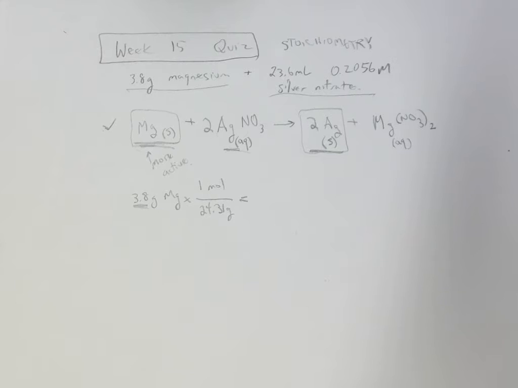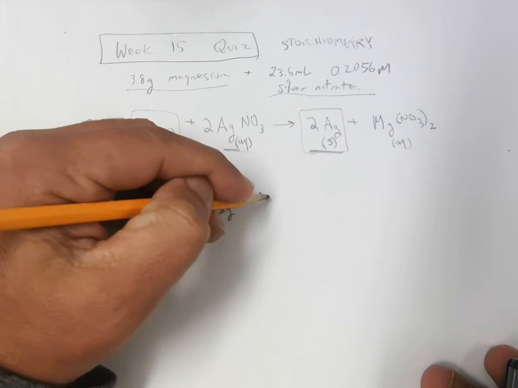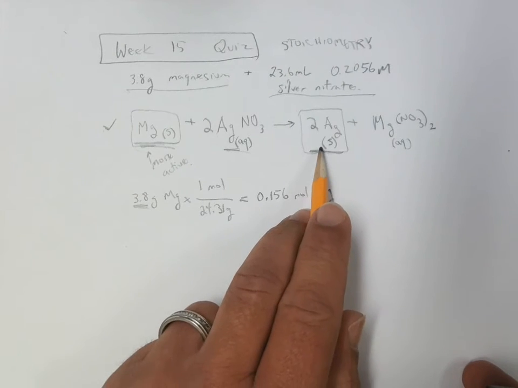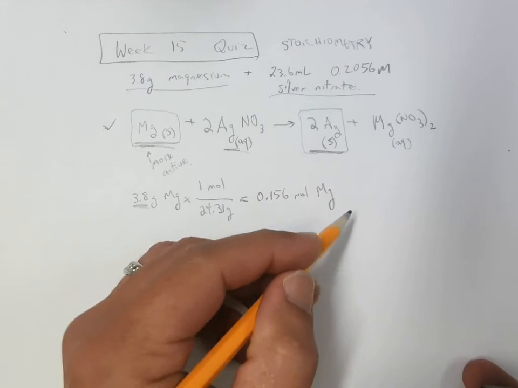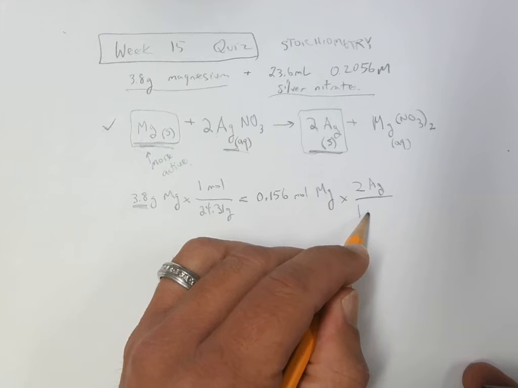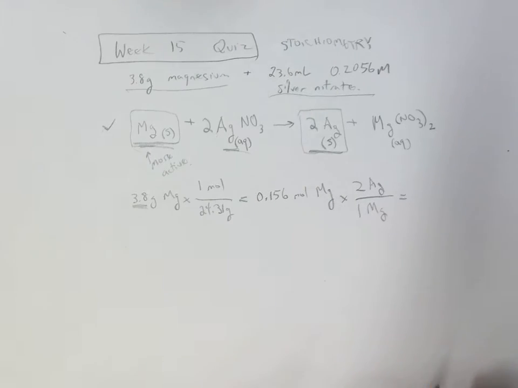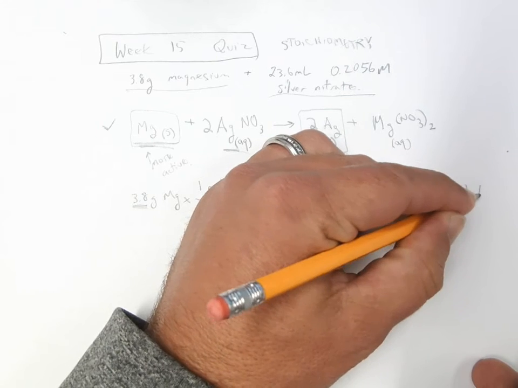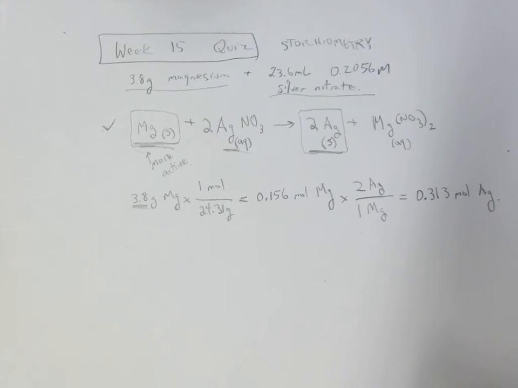But we take the mass of magnesium, 3.8 grams, divided by the molar mass, 24.31 grams per mole, and we have 0.156 moles of magnesium in there. And if we want to know how much solid we could produce from that, we multiply by 2 silvers for every 1 magnesium. So times 2 gives us, if we could use all of the magnesium, we could make 0.313 moles of silver.